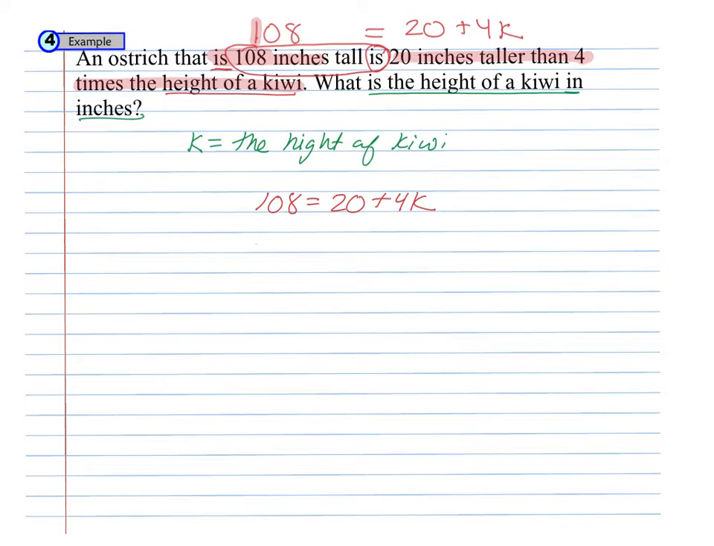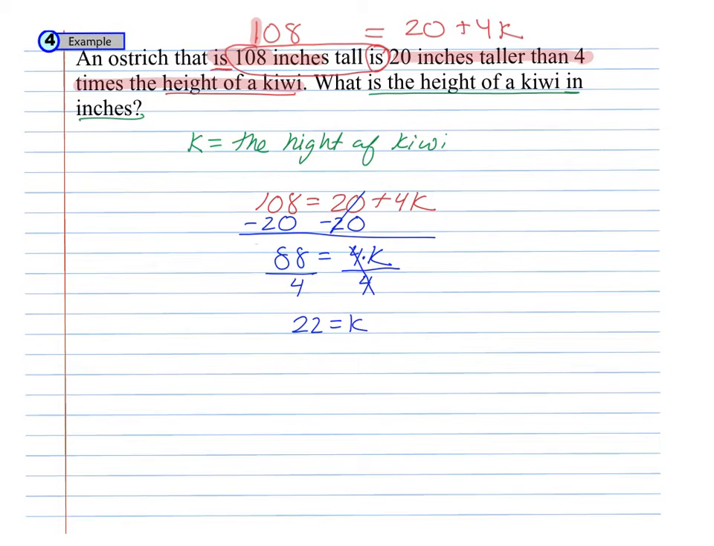We're going to simplify and solve for K. So first thing we're going to do is subtract the 20 because we need to get the 4K by itself, subtract 20 from both sides. 108 minus 20 is 88 equals 4K. This is 4 times K, so I need to get rid of the 4 by dividing both sides by 4. I'm doing its opposite operation. 88 divided by 4 is 22, so 22 is equal to K.